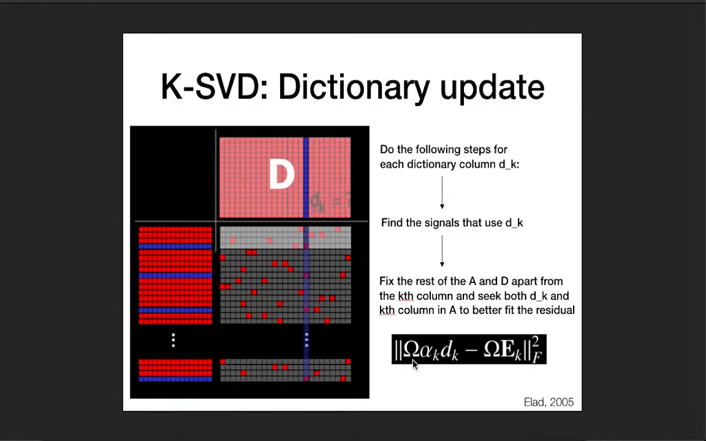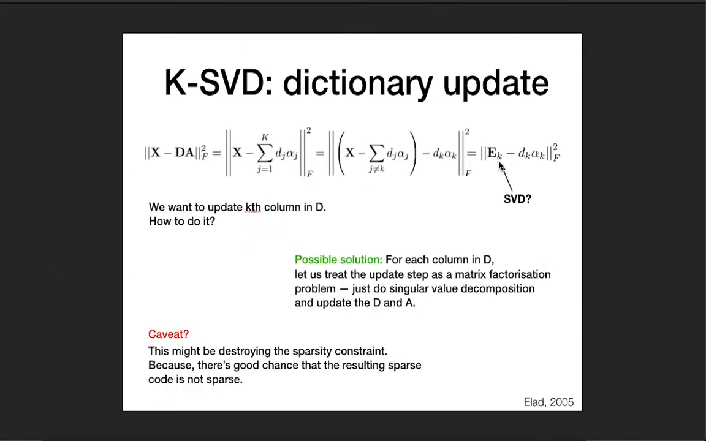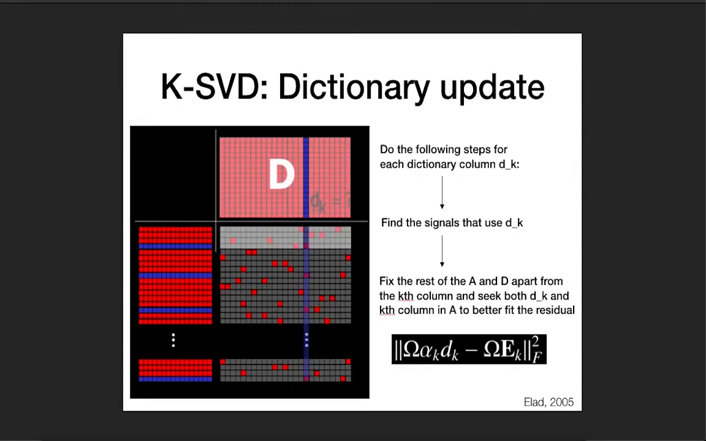I'll call this selection omega. So now I have omega alpha k, which means I'm only choosing the red ones here, and I call omega ek these. Previously I had ek. Now I'm choosing only the rows which are actually contributing to this specific dk, right? Yes, you have to do it for every column in the dictionary, exactly like in k-means. In k-means you update all the clusters, right? So in here you update all the columns.